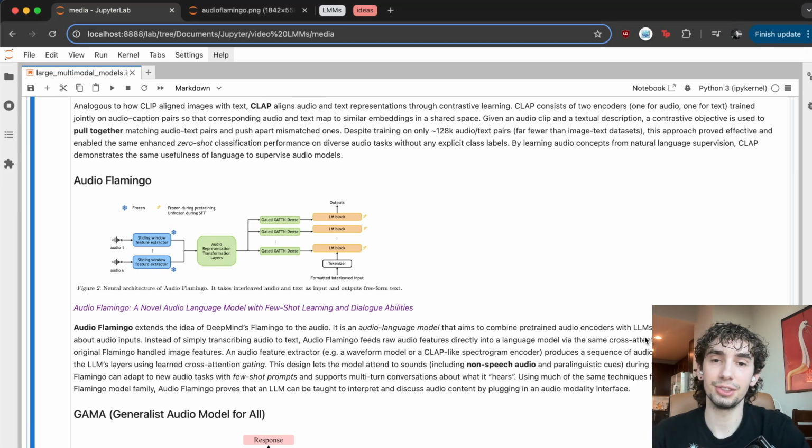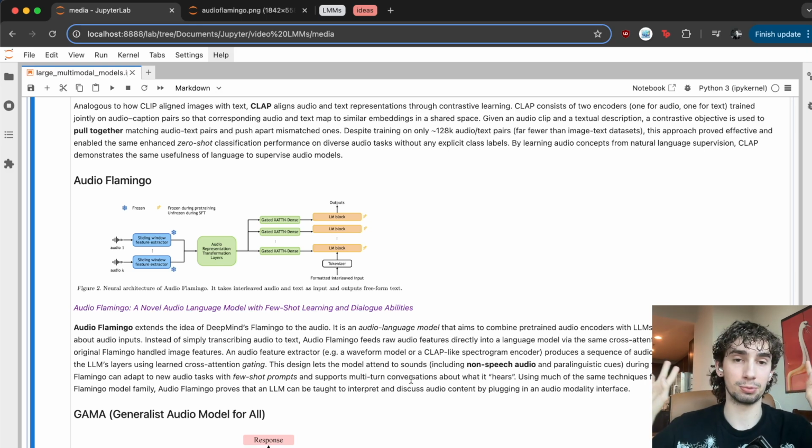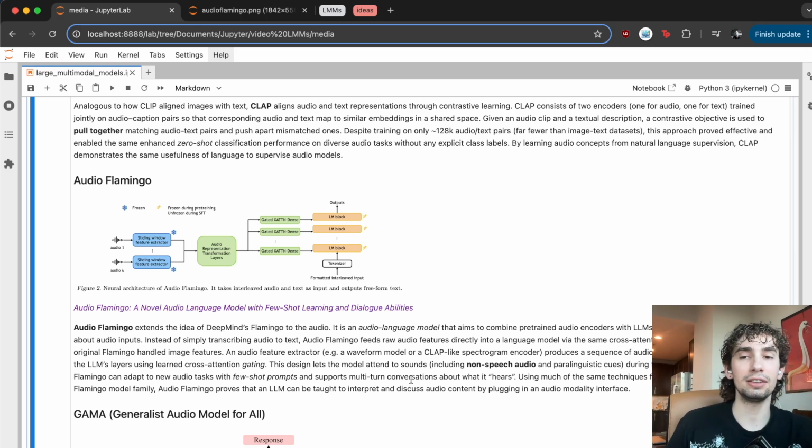And once again, this allows us to leverage all of the existing capabilities from the frozen encoder as well as the frozen language model, things like in-context learning with few-shot prompting, supporting multi-turn conversations and different understanding about what the language model now hears, and using a lot of the same techniques, as we mentioned, from vision training.